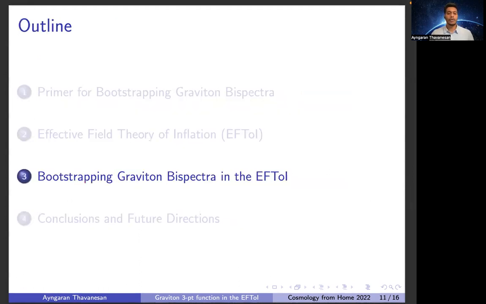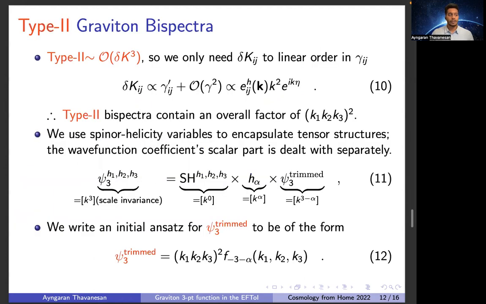For the final part of this talk, I'll focus on how we can bootstrap the type 2 graviton bispectra, since these can give phenomenologically larger signals than type 1 and are therefore of more interest for observations. Type 2 operators are constructed from 3 powers of the extrinsic curvature delta K ij, so we only need to write delta K ij to linear order in gamma, as shown in equation 10. Therefore, it follows that all graviton bispectra arising from type 2 operators contain an overall factor of k1, k2, k3 all squared.